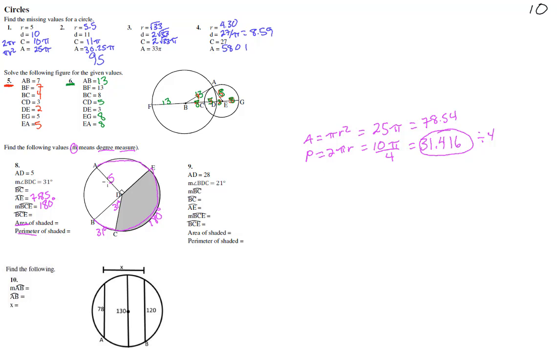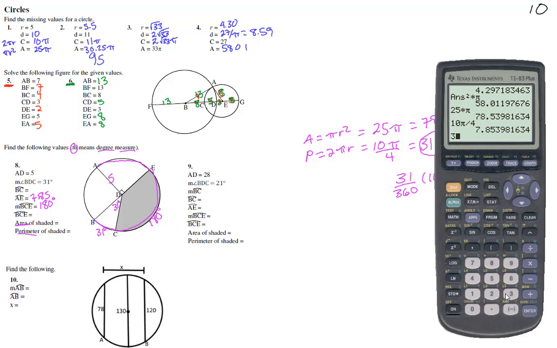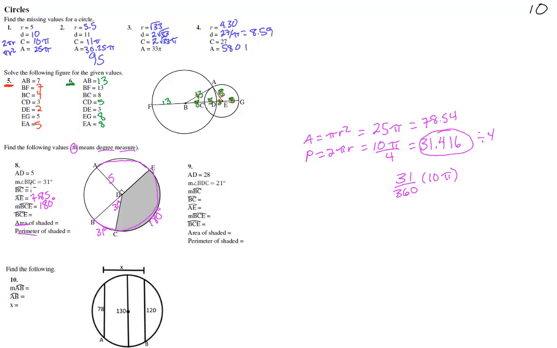That's okay too. Now arc BC is going to be a little bit different. It's 31 degrees. So here we're going to take 31/360ths of the circle and multiply that by the circumference, which was 10 pi. Let's punch that in. 31 divided by 360 times 10 pi, and we get 2.7. That's arc length on BC.